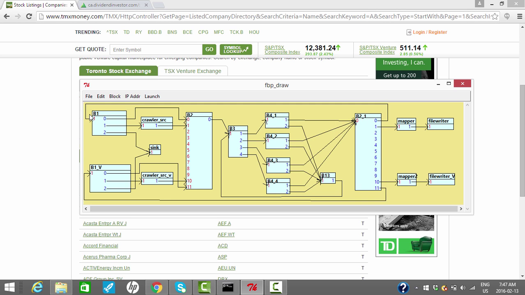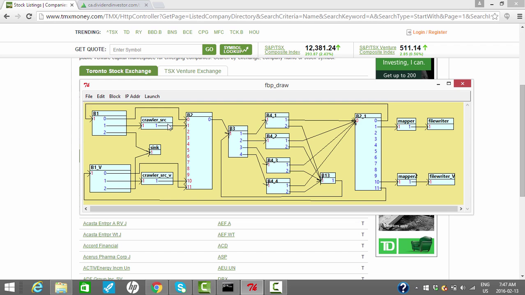So this block, B1 block, will get the list of symbols for group A, page 1, as well as the next page link, which is group A, page 2, which will be sent out again to get the page 2 symbols as well as the page 3 link, so on and so forth, right? And the symbols coming back, they will be sent out through the output 1 to the crawler.